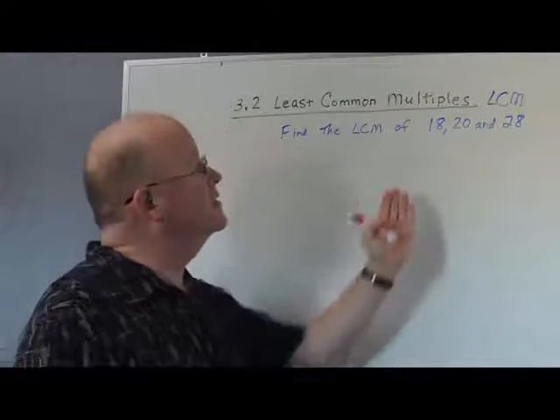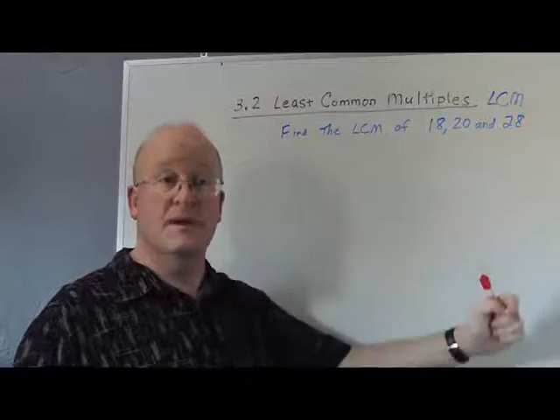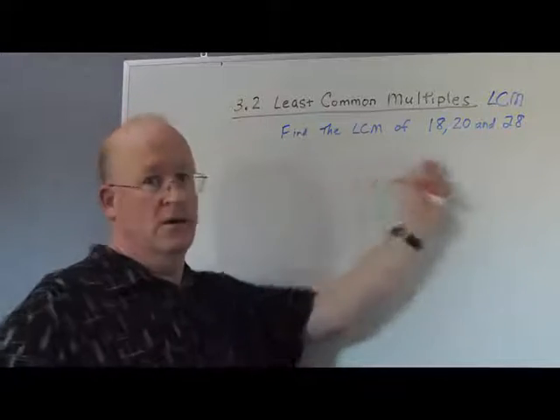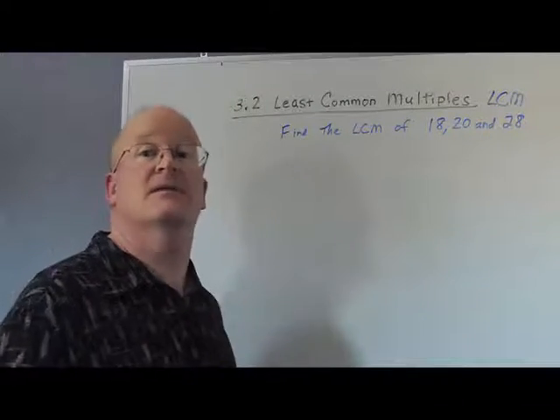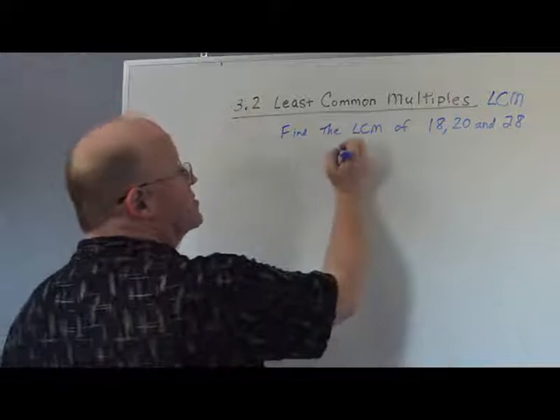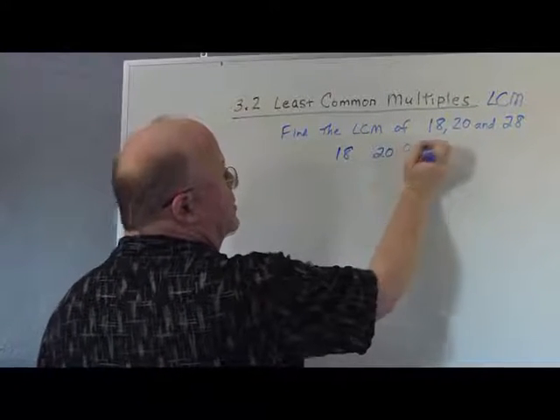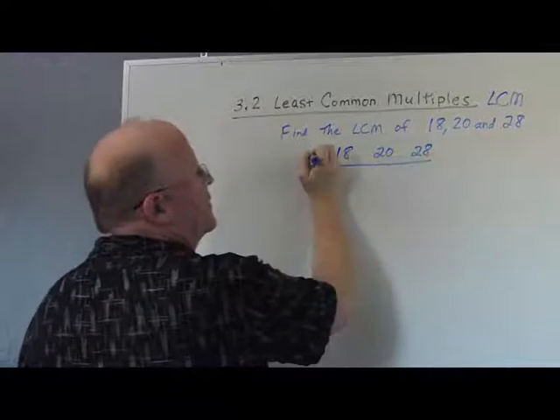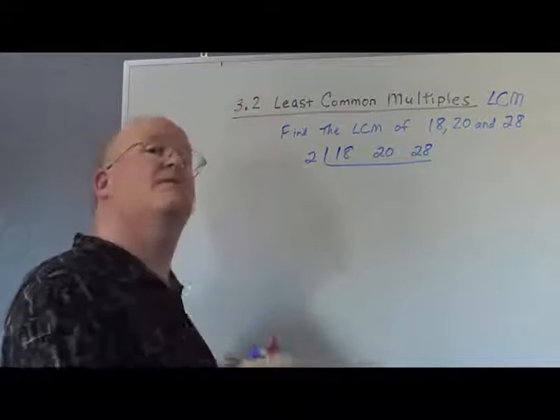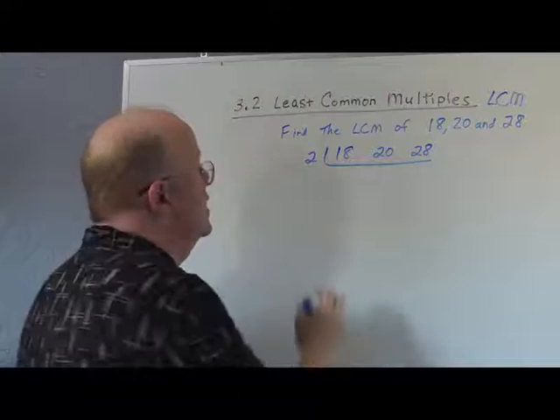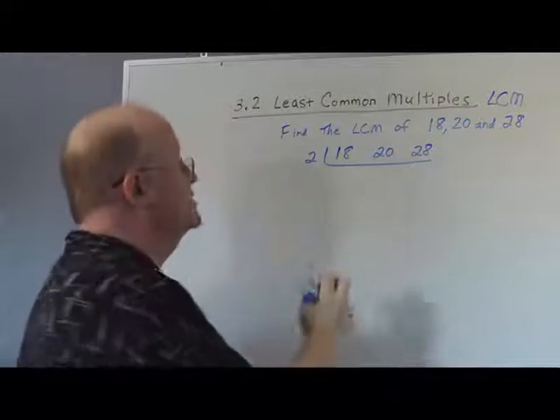Now let's find the least common multiple of 3 numbers. And I don't want to go with the listing method. I like this second method I've shown you the best. So I'm going to write 18, 20, and 28 out here. And I'm going to divide out the common factor of 2. Always divide out prime numbers, and that will be more successful for you.